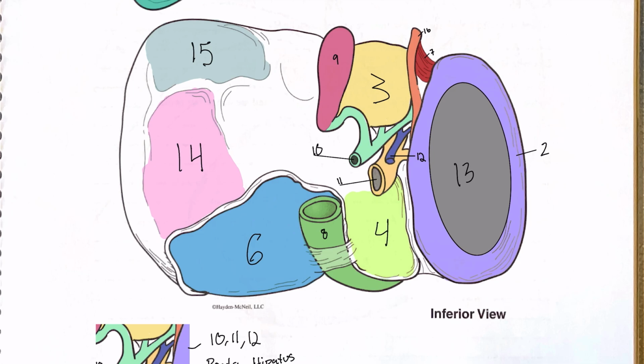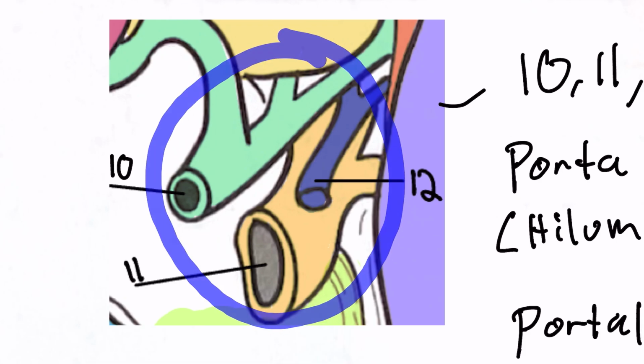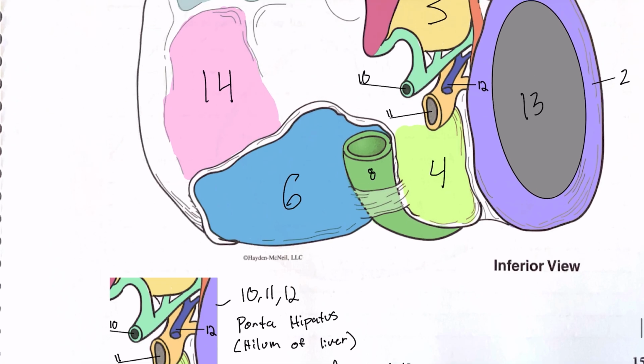Number 10, that is going to be your common bile duct. Number 11 is going to be your hepatic portal vein. And number 12 is going to be your proper hepatic artery. So that right there is what we call your portal triad. This is the hilum of the liver. You might also hear it as porta hepatis. Really good test question right there.